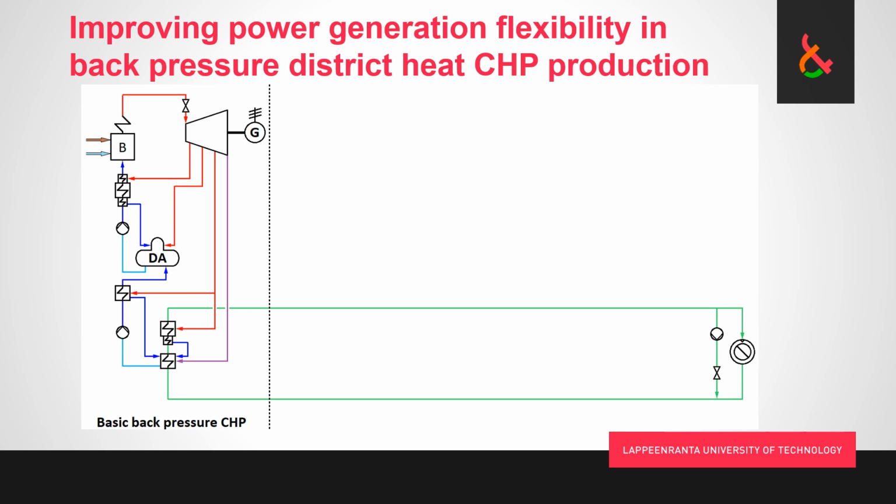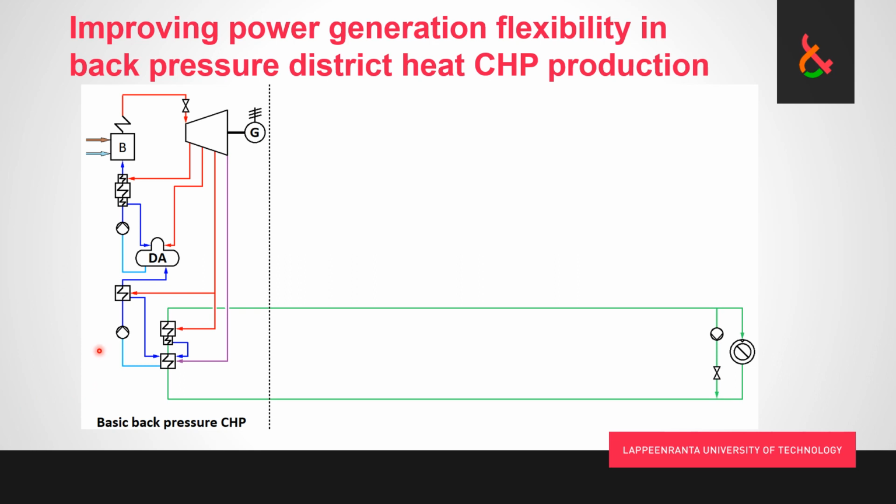So this looks a little bit different from what we are used to having, but basically there is nothing really fundamentally different going on. It's just that we do not have the condenser here. We have the back pressure coming here. Then we have extraction for our extraction condenser. Here we have the green line, that's the district heating water, district heating consumers here.